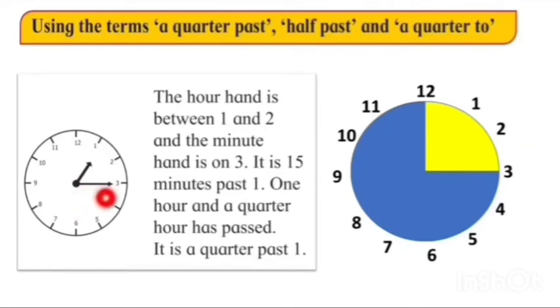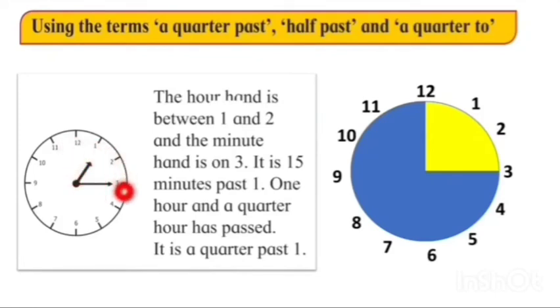Now you can see the clock towards your right. The portion in yellow color from 12 to 3 is called a quarter past. In the clock, hour hand is between 1 and 2 and the minute hand is at 3. So, the time is quarter past 1. Okay, this portion you can see is a quarter past. So, whenever the minute hand is on 3, we have to say quarter past and whichever number.